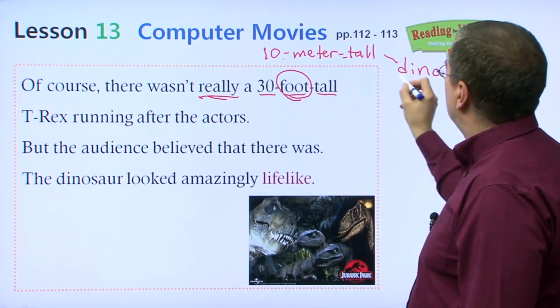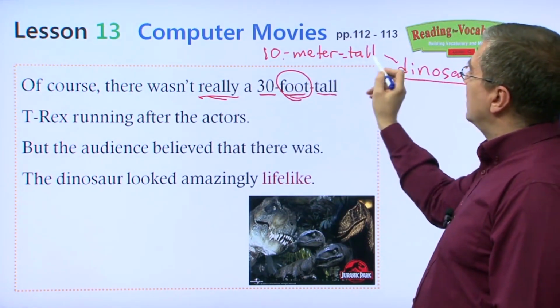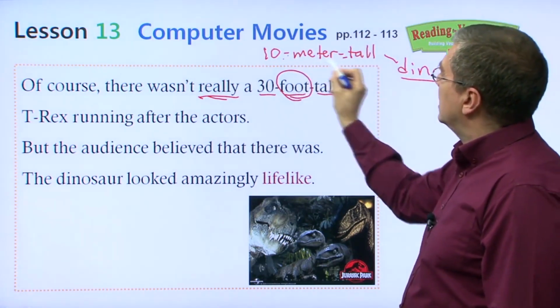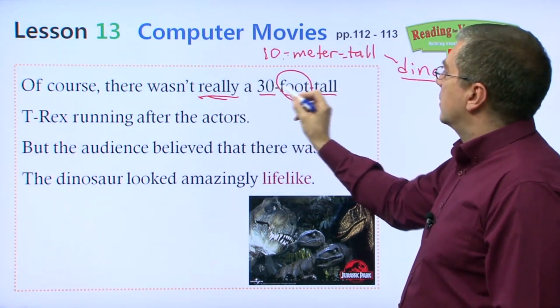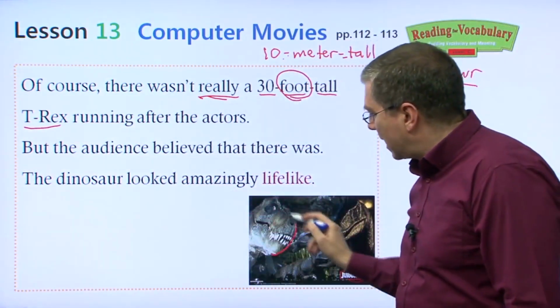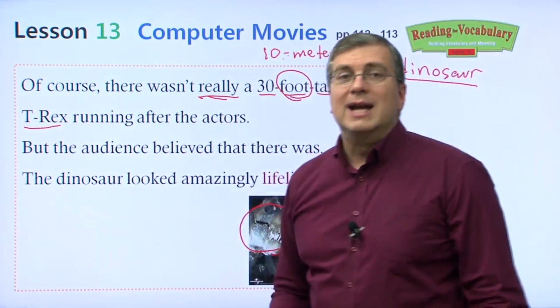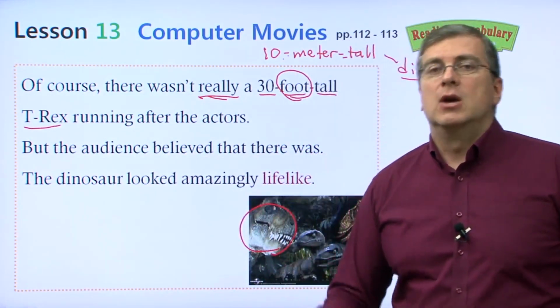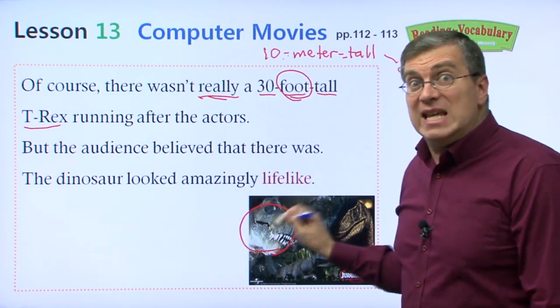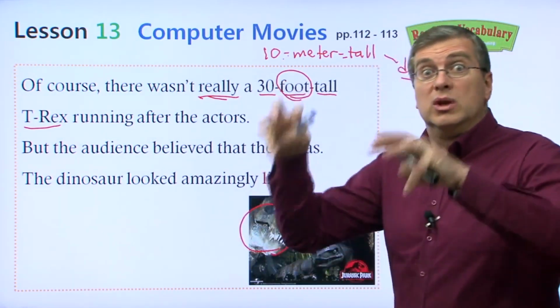Right? 10-meter tall dinosaur. If you use these adjectives before the noun, it's a compound adjective, so we need the hyphens. And same thing, 30-foot tall, in this case, the noun is T-Rex. And this is a T-Rex. T-Rex is short for Tyrannosaurus Rex, which is the name of this dinosaur right here. And as you can see, it is very scary, and it has really big teeth.